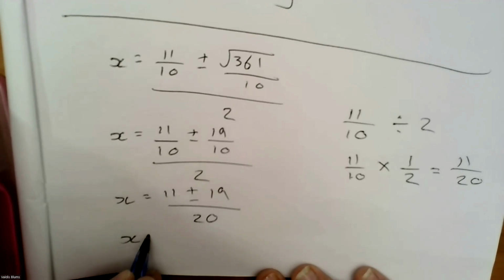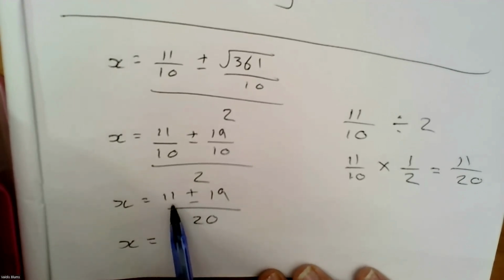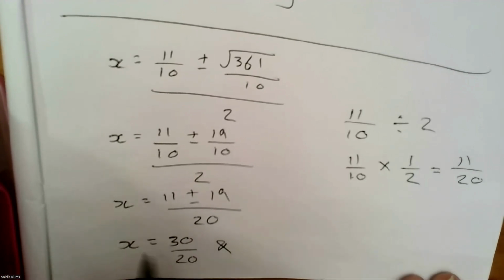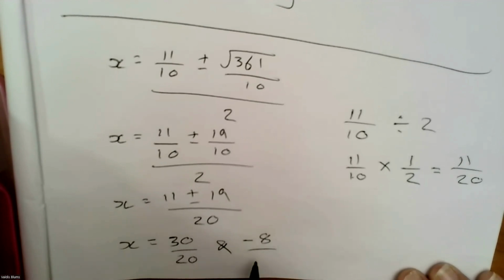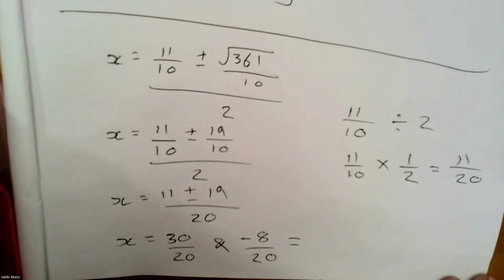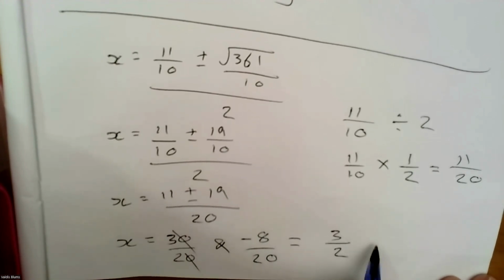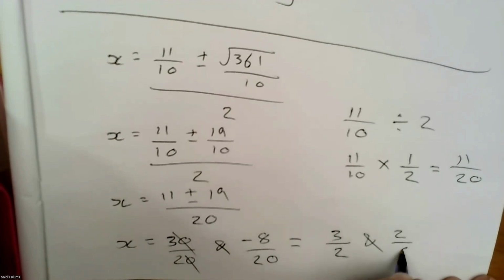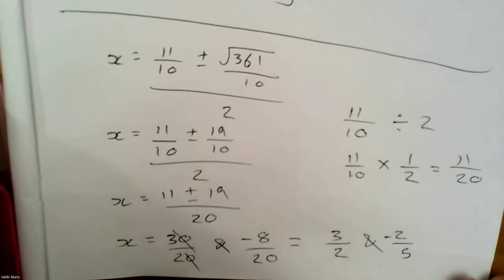So we have two valid solutions. They're going to be 11 minus 19 and 11 plus 19. We have 30 on 20, and we have negative 8 on 20. Simplifying these, the first one becomes 3 on 2, and the second one becomes, well, these are both even, so it'll be 4 on 10, again both even, so 2 on 5, with the negative out the front.